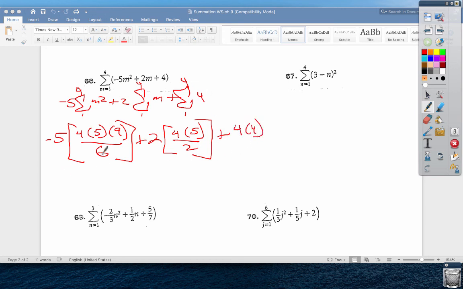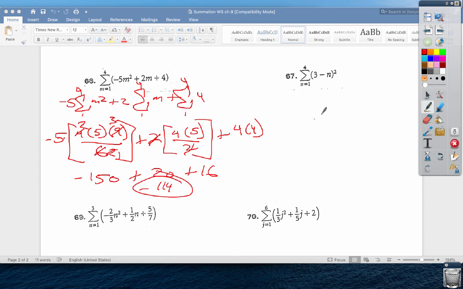And then I would simplify this, and I would go 9 over 6 is 3 over 2, and 4 over 2 is 2 over 1. So I'm really doing negative 5 times 2 times 5 times 3. So negative 10 times 15 looks like negative 150. Next, the 2's cancel out, plus 20. Next, plus 16. Negative 150 plus 20 plus 16. Negative 150 plus 36 is negative 114, I believe.